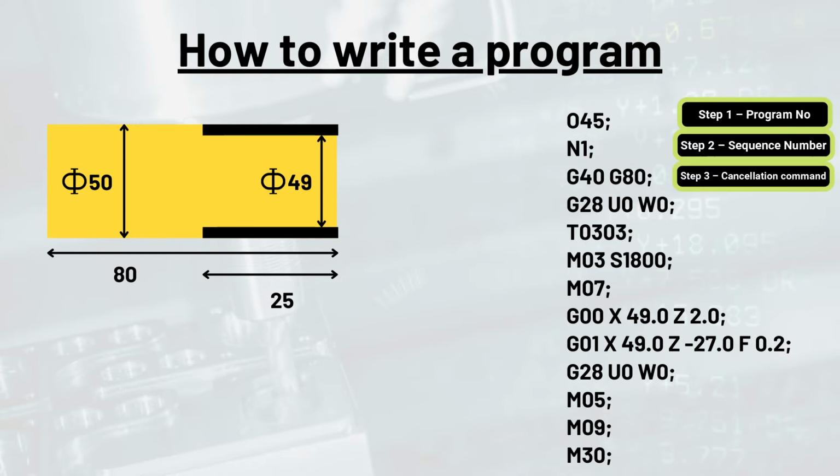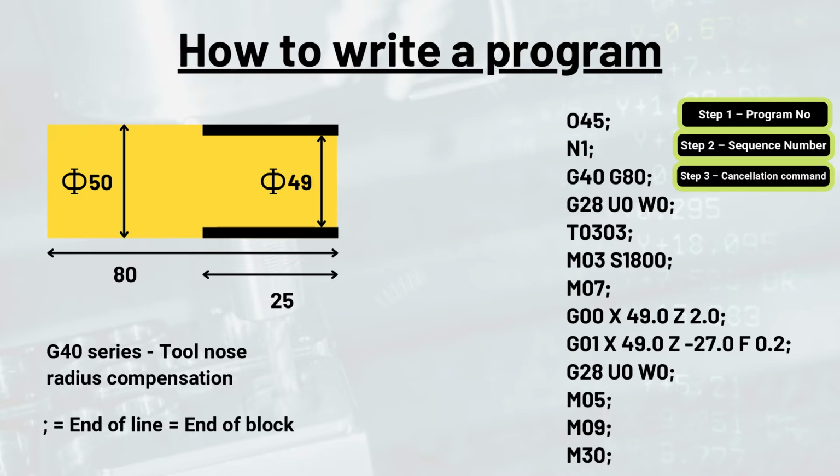The third step is the cancellation command. In this step, we cancel some pre-existing commands in the system, like that of the G40 series, which is for tool nose radius compensation, and the G80 series. This is a precautionary measure to avoid any mishaps and accidents. But it is not mandatory. You can skip this particular line of code. The semicolon here is provided at the end of every line of the program to end it right there. It is called the end of block command.